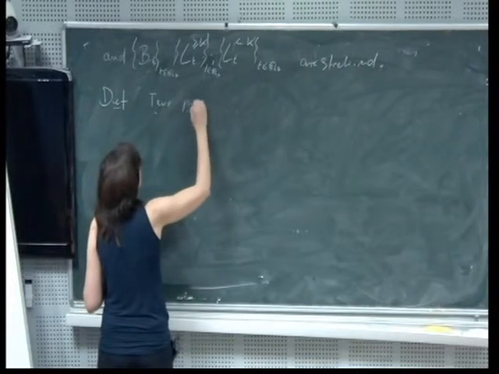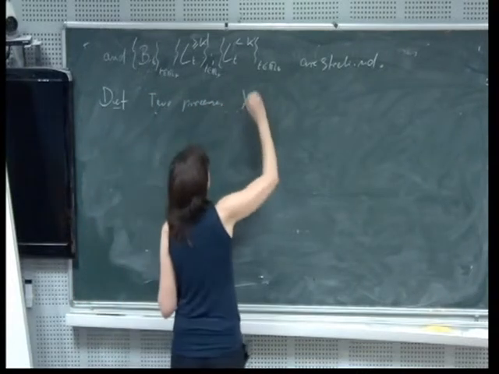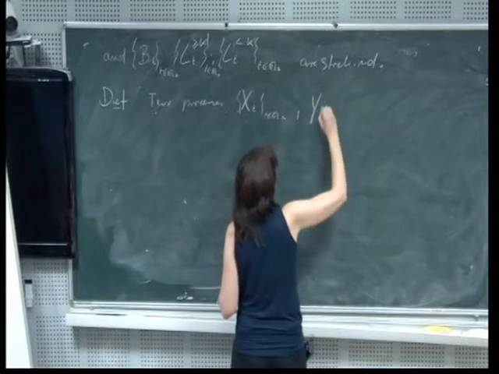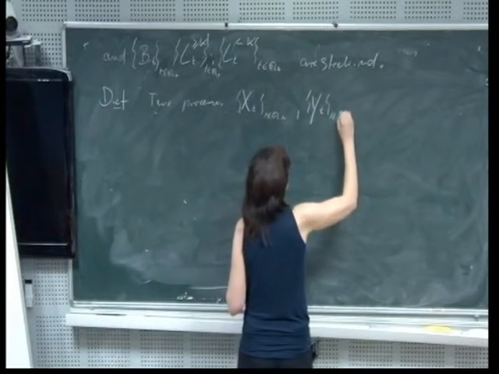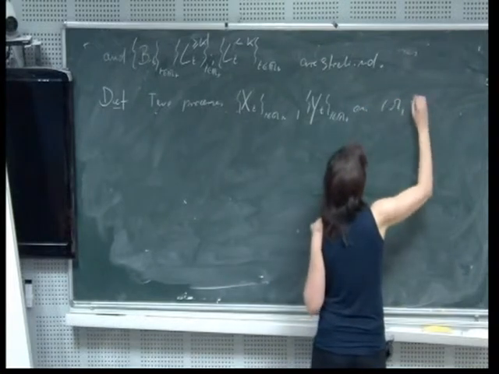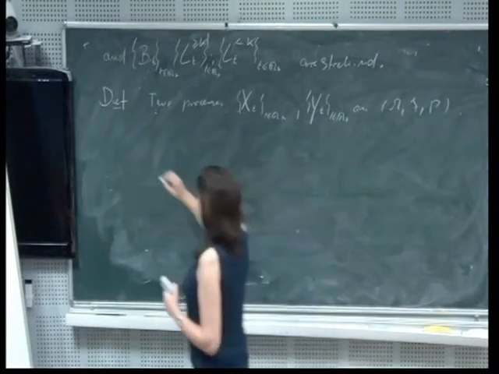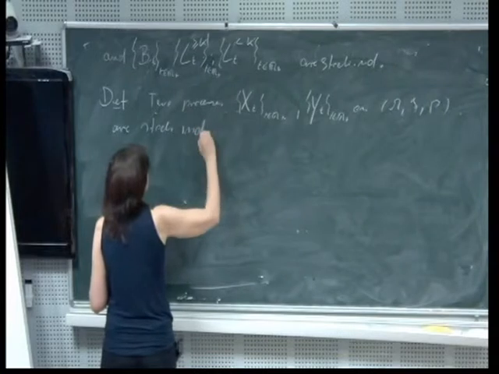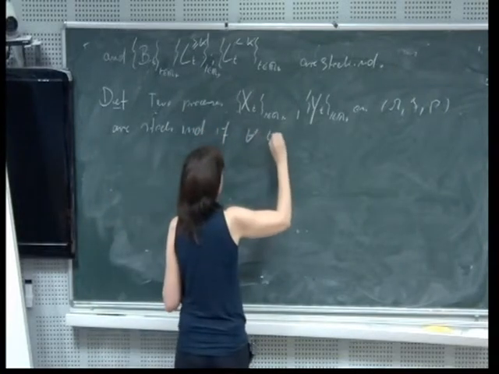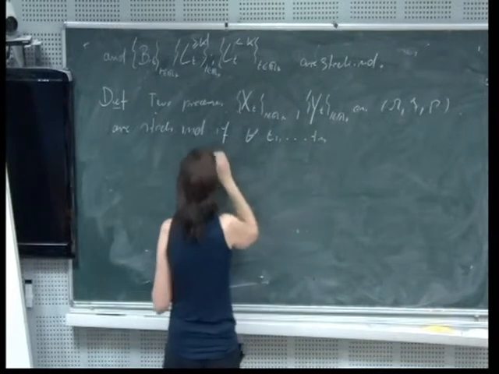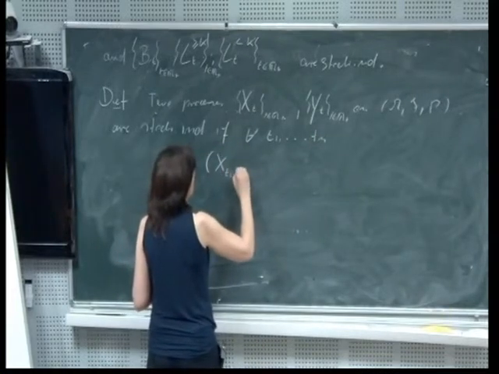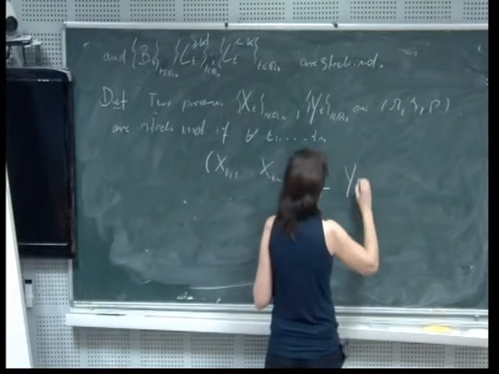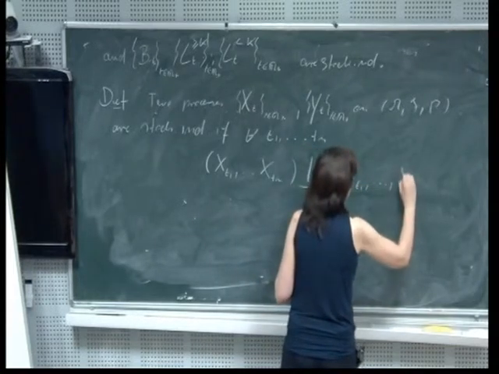Two processes Xt and Yt on Omega, F, P are stochastically independent if for any choice of t1, ..., tn, the random vectors (Xt1, ..., Xtn) and (Yt1, ..., Ytn) are stochastically independent. So in this sense, they are stochastically independent.